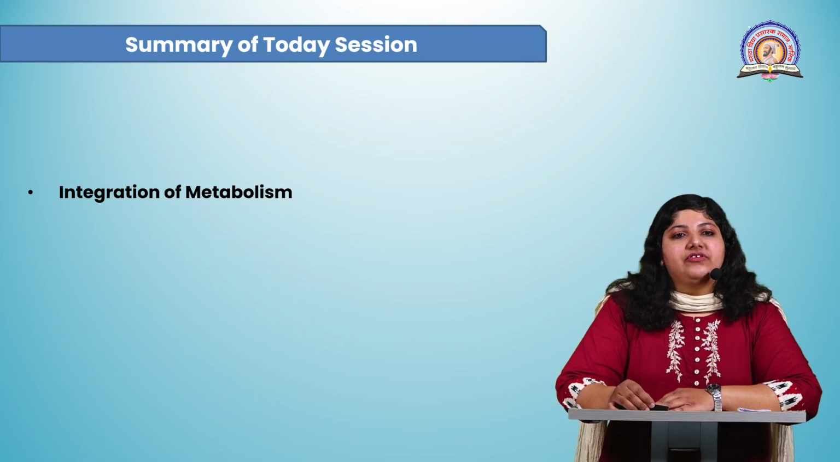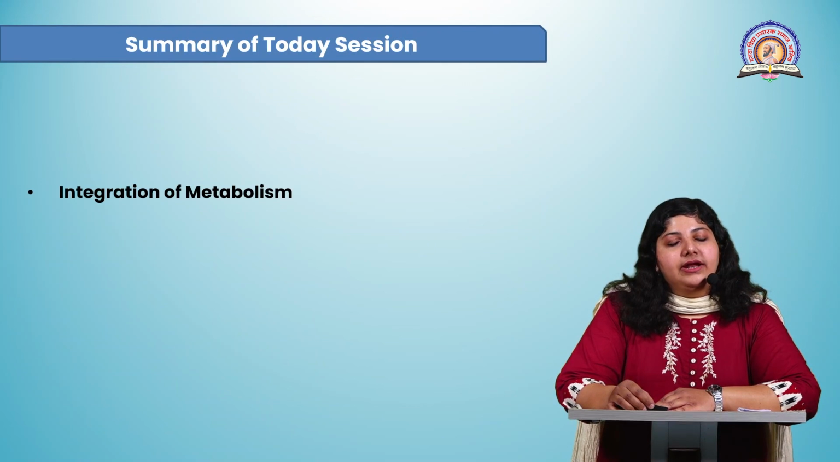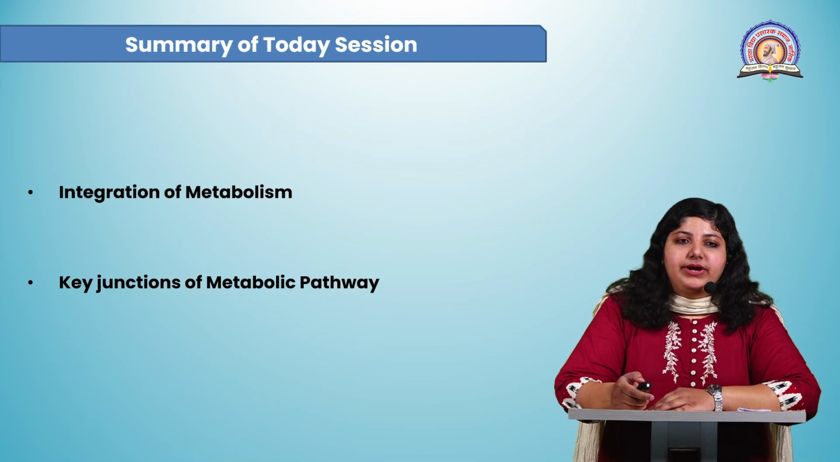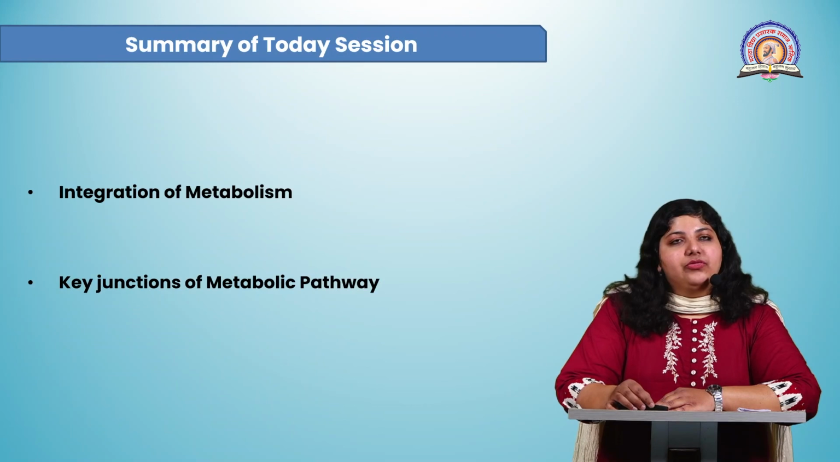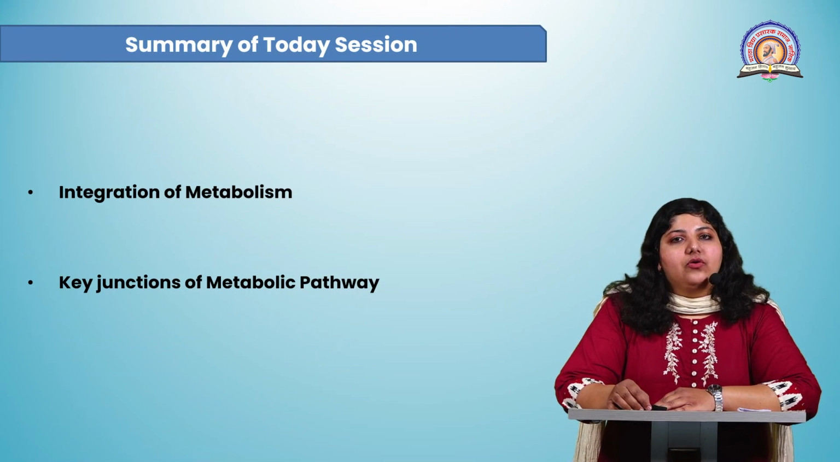Summary of today's session. Today we saw how the different metabolic pathways operating in an organism are interconnected with one another. They are interconnected with the help of key junction points, and those key junction points were glucose 6 phosphate, acetyl CoA, and pyruvate. We saw that depending on the levels of energy in the body, these key compounds can lead into different pathways.